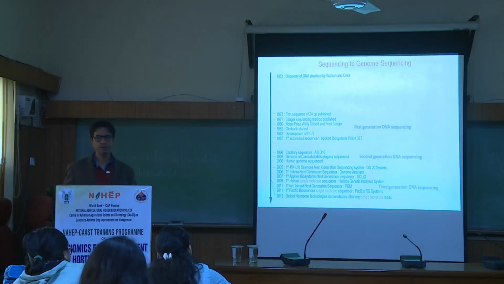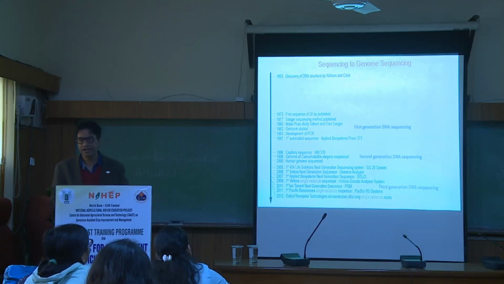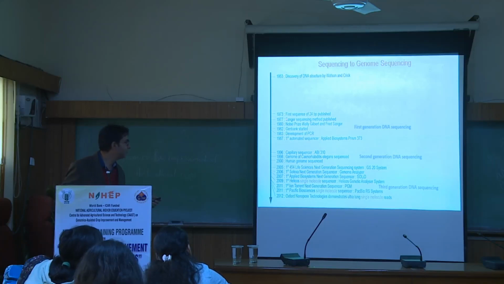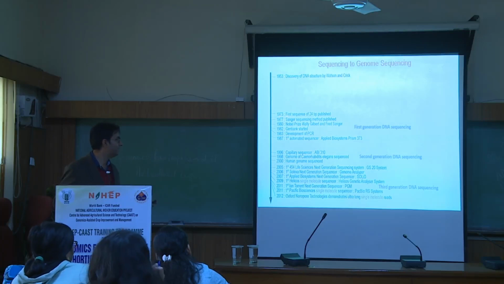And then we come to your favorite part, sequencing. Discovery was done by Watson and Crick in 1953, and the first sequence of 24 bases, ATGC 24 times, was published in 1973. Then came Sanger sequencing, and then started first generation DNA sequencing.